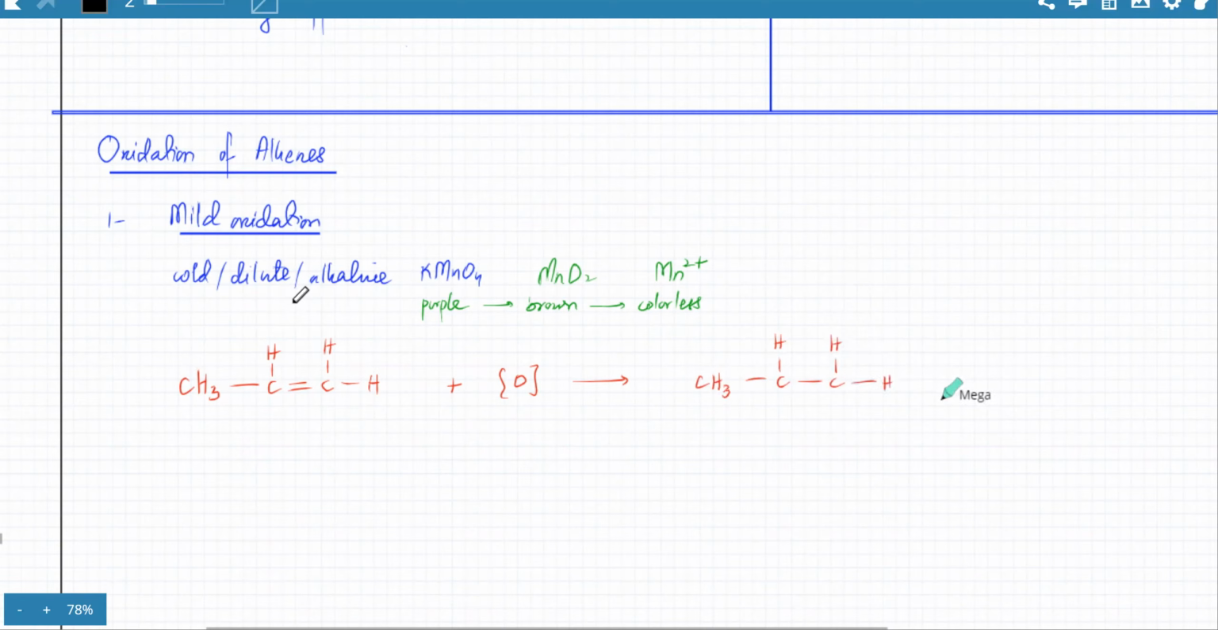So the double bond would break and a diol would be formed. Both carbon atoms would get OH groups added to them, and diols are going to be formed. Is that clear? That's a simple reaction. Yes, okay, diols are produced. So this is mild oxidation.